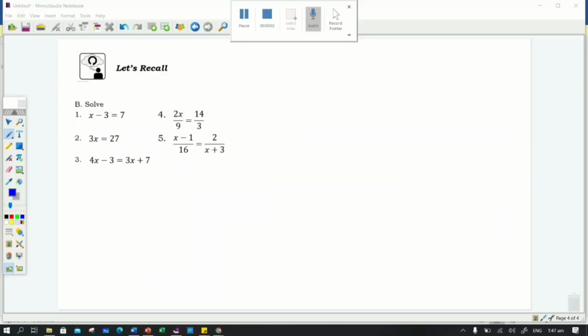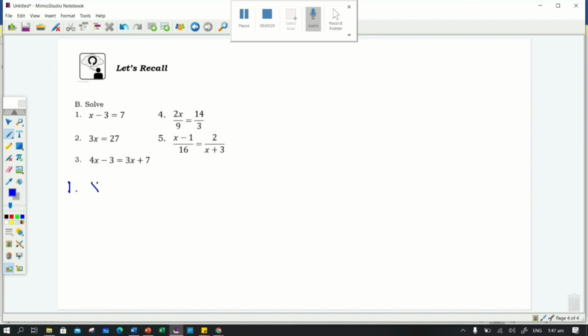Another prerequisite in solving properties of proportion and basic proportionality theorem is how to solve equations. In our activity here, we have 5 equations, and these are linear equations, and the other one is a quadratic equation. Okay, so now let's try to solve first for the value of x.